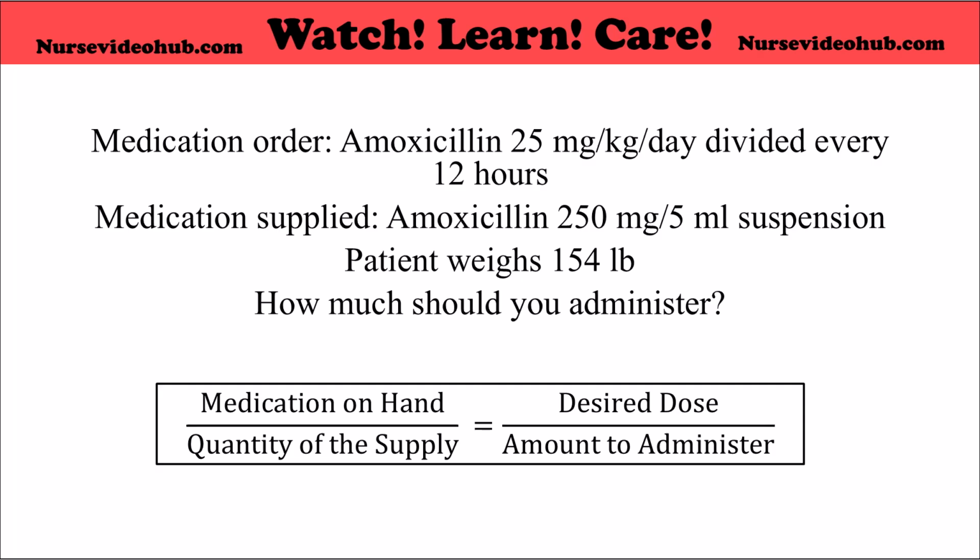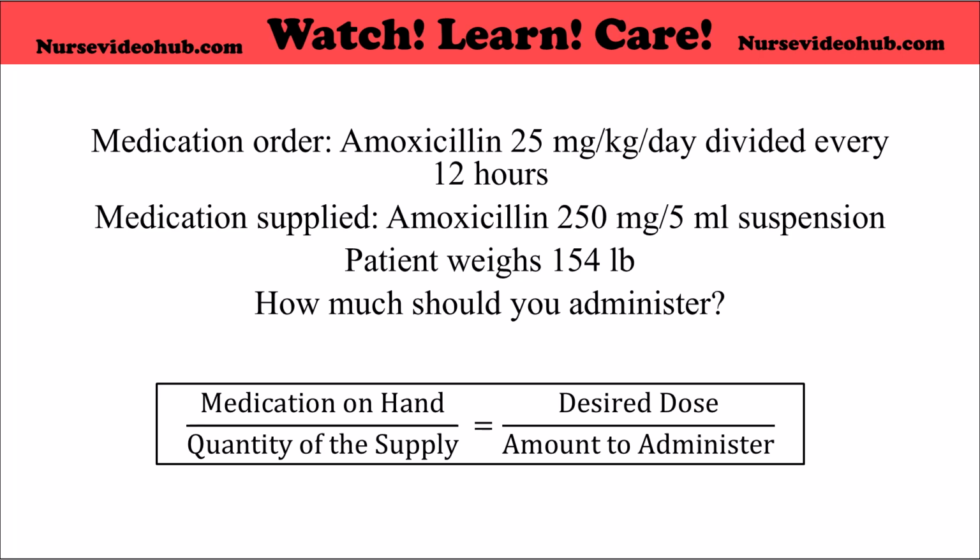Now let's calculate a weight-based order that requires a conversion. The medication order is amoxicillin, 25 milligrams per kilogram per day, divided every 12 hours. The medication supplied is amoxicillin, 250 milligrams per 5 milliliters of suspension. The patient's weight is 154 pounds. How much should you administer?